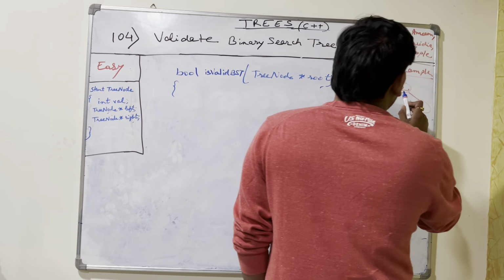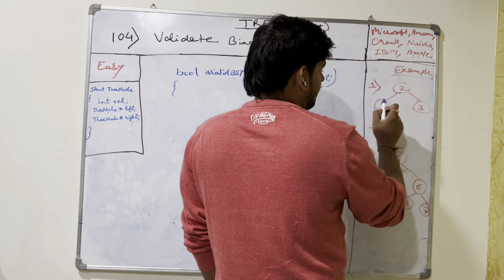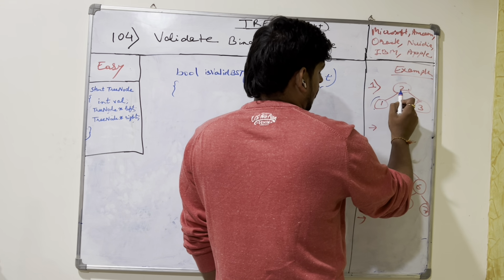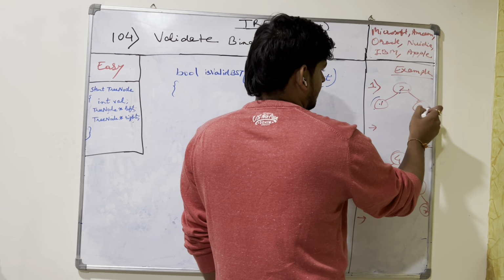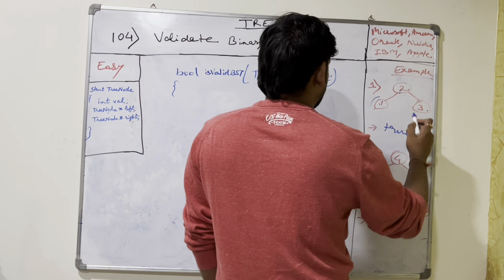So let's see this, 2 1 3. Its left subtree 1 is smaller. All the elements have to be smaller than its root. So this is smaller and this is greater. So this is true. We return true.